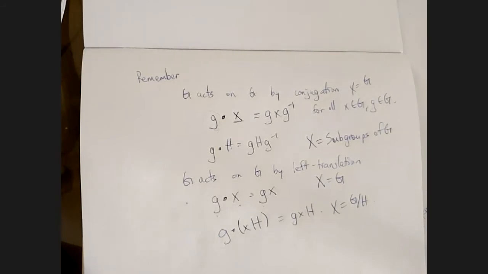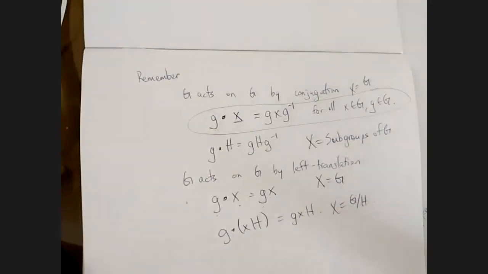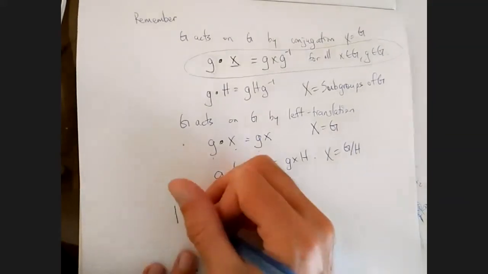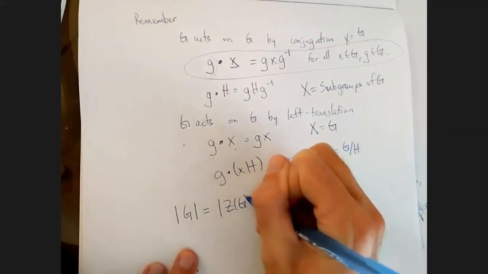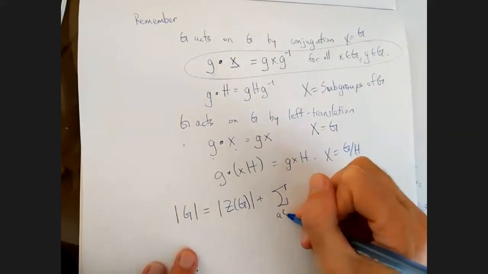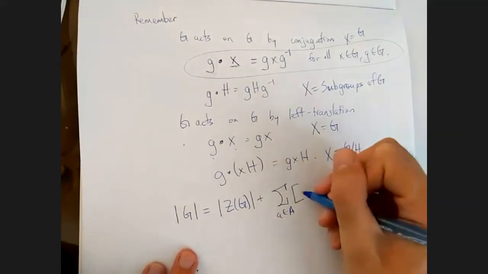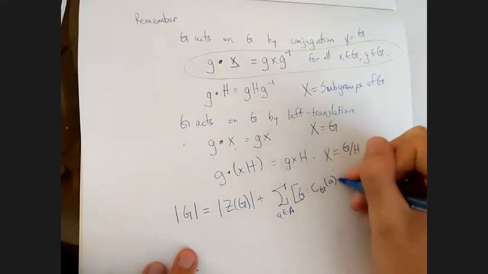And then in this situation, we got something called the class equation, which I'll just remind you of. It just says that the number of elements of G is equal to the number of elements in the center of G plus a sum of a bunch of indexes of the centralizer in G of a.